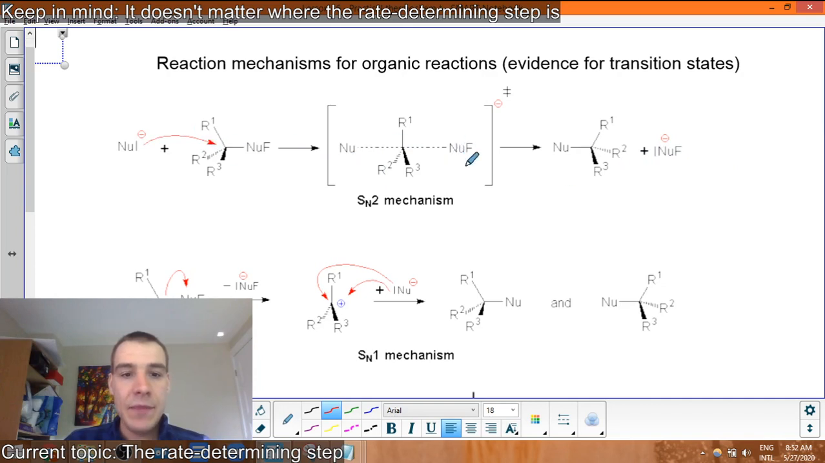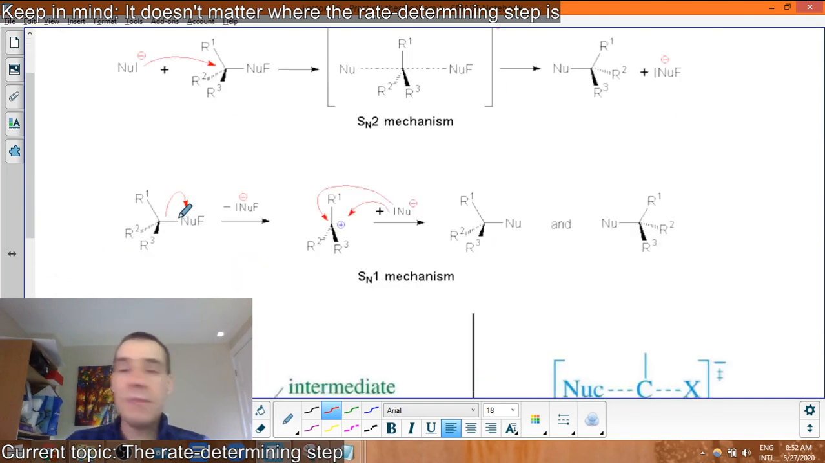So that's a one step. Or it could happen in two steps, where this one will leave. This one will just kind of leave. Maybe it's attracted to something else in the solution. And then the second one now has an open space that it can jump in on. So that'll be a two-step process, because this one has to leave first, and then the second one has to come in.